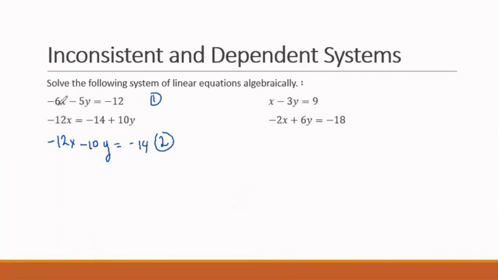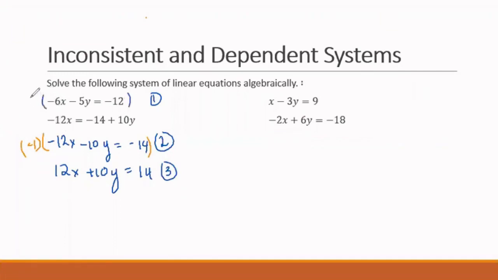First of all, I notice that I've got a 6x and a 12x, 5y and 10y, so they're multiples of 2. But the constants on the other side are different. So in order to be able to add the equations, I'm going to multiply one of them, and I'm choosing equation 2, by negative 1. That gives me positive 12x, positive 10y, and positive 14. And actually, I went the long way around.